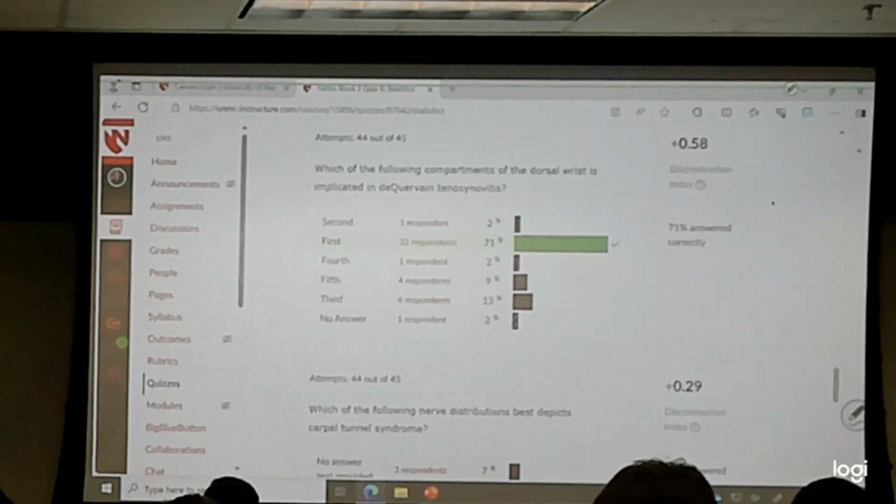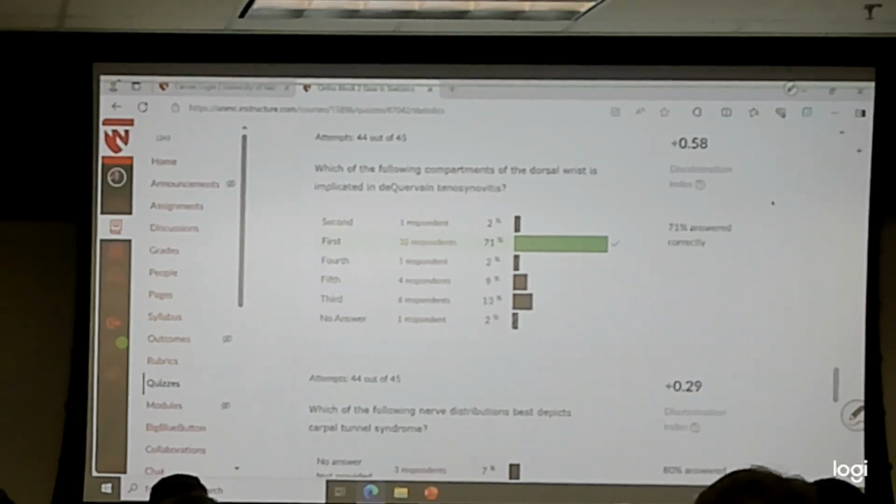Which of the following compartments of the dorsal wrist is implicated in de Quervain's tenosynovitis? Question left over from before. So this is the first dorsal compartment. Good job for those of you who got that. They're numbered from the thumb side over to the pinky side, 1 through 5, and it has to do with which of the extensor tendons are in there. We didn't talk about it, so that doesn't make good test fodder for next Friday.